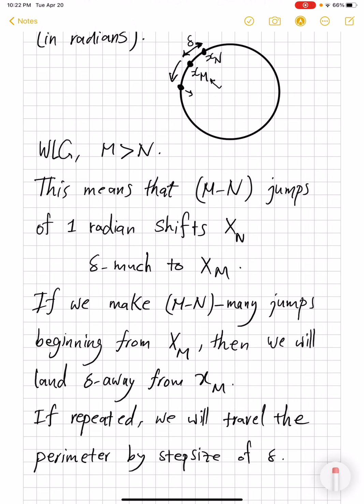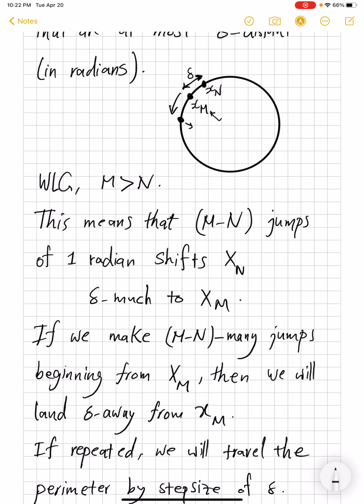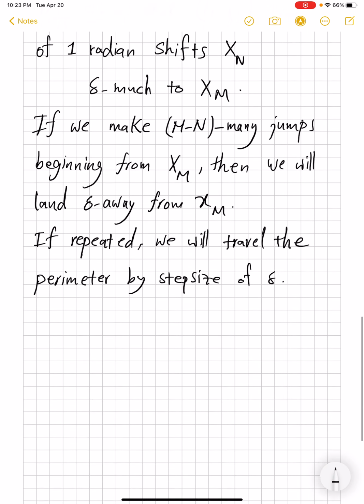So all of this is because of the symmetry in the circle. If m minus n many jumps gets you from xn to xm, the exact same number of jumps will push you the exact same amount forward, because there's nothing about the starting point, because of the symmetry of the circle. It all matters how many jumps you make and what effect it has on the initial point. So if you keep doing m minus n jumps, they will travel along the circle with a step size of delta.